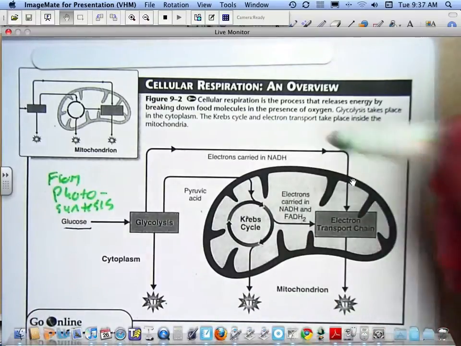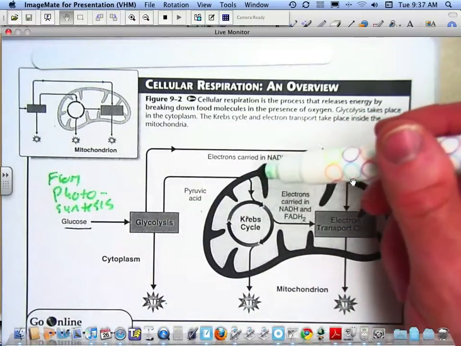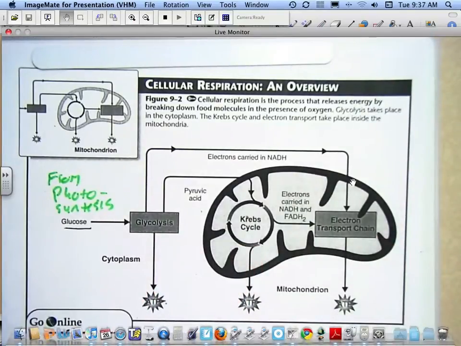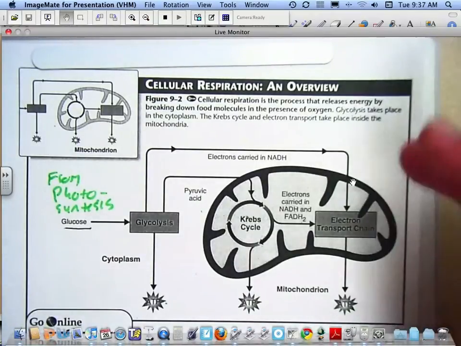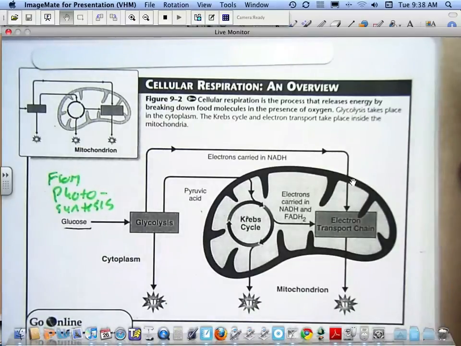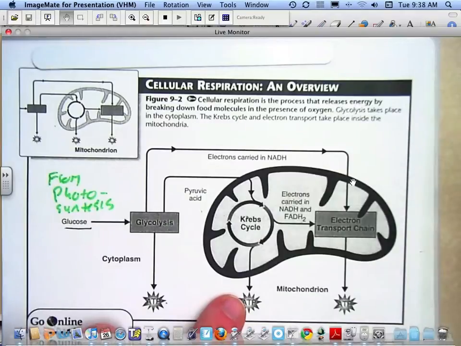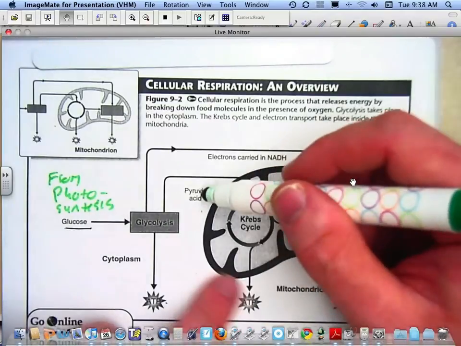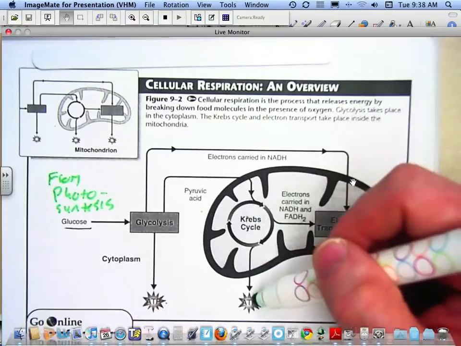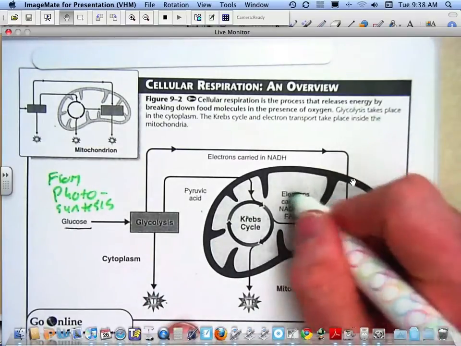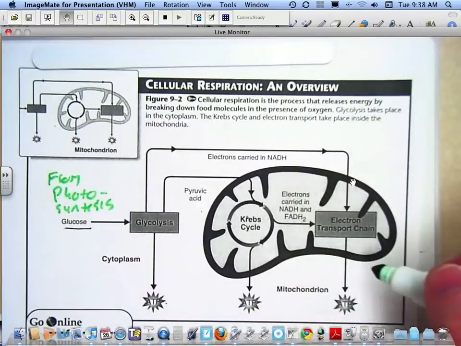Okay, it looks like pyruvic acid comes into the mitochondrion, and inside the mitochondrion we have 2 cycles. Just like in the chloroplast. Remember the chloroplast had 2 cycles, the light-dependent reactions and the light-independent reactions? Okay. Well, here's Krebs cycle. Krebs cycle is kind of like the Calvin cycle in reverse. It takes pyruvic acid and breaks it down into ATP and FADH2 and NADH. These are electrons carried in NADH and FADH2.